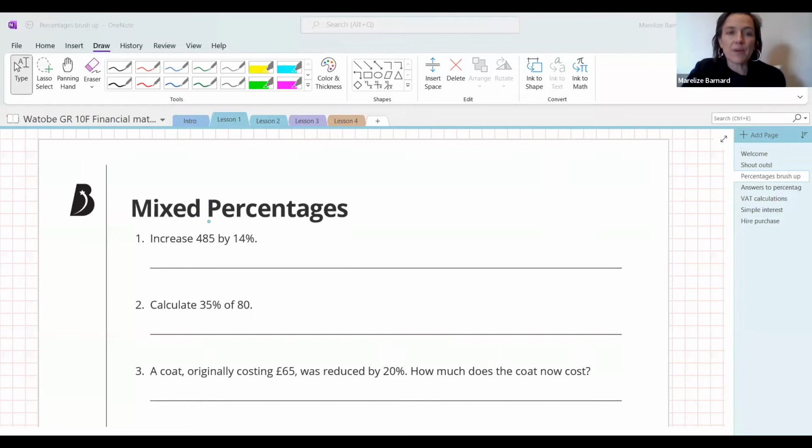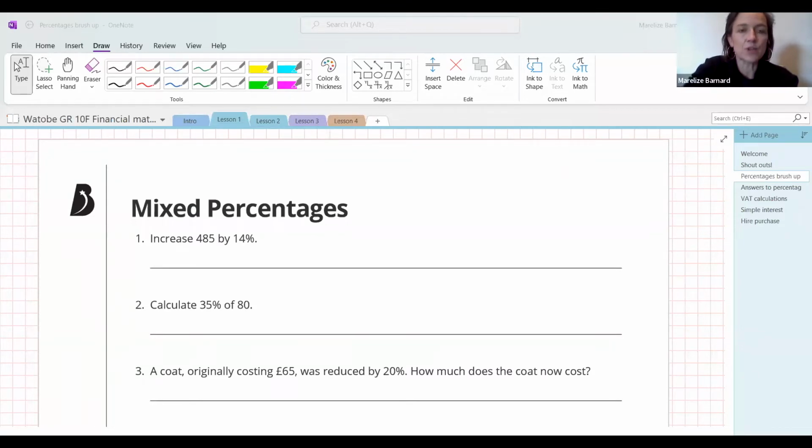Right, so first up, we are going to increase 485 by 14%. How do we do that? Does anyone have an answer for that yet? Pop it in the chat if you do. Increase 485 by 14%. Pop it in the chat if you have an answer.